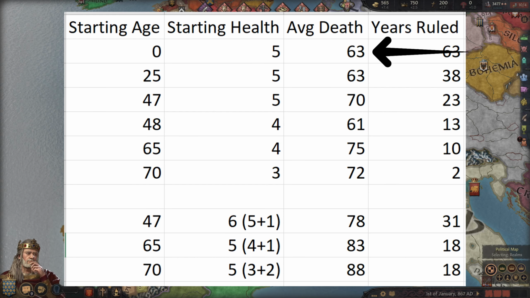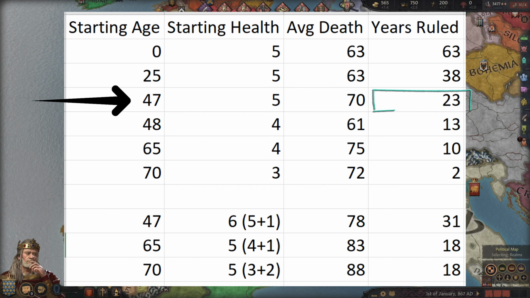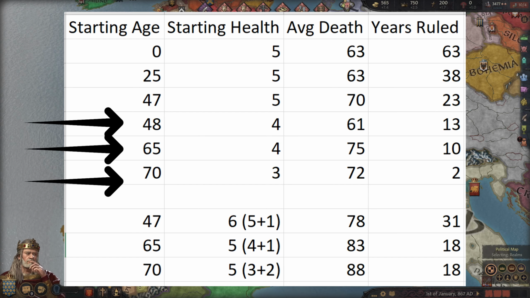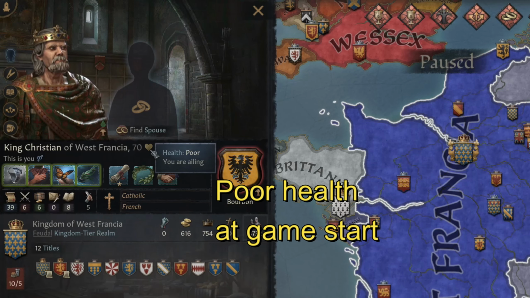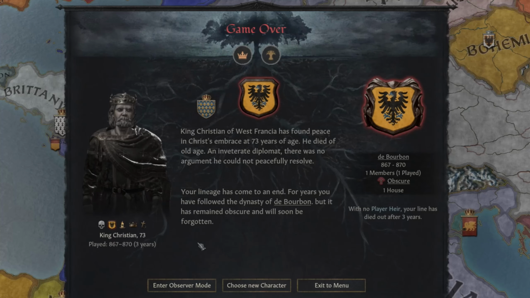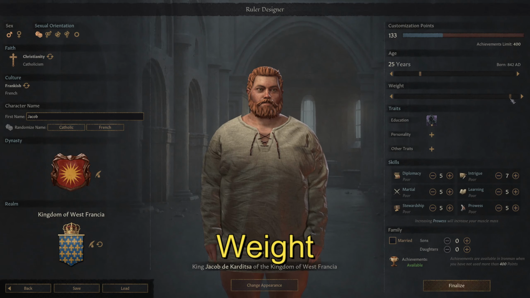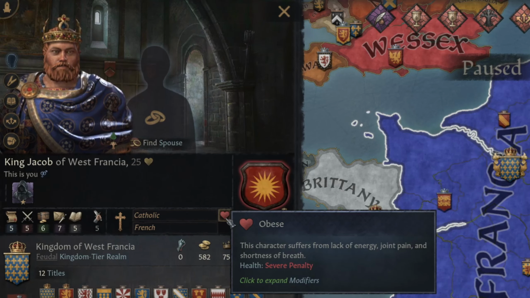On average, a baby will live to 63. A 47-year-old will live for about 23 more years, which is decent. At 48 and older, it's super important to get health boosts. A custom 70-year-old without any health buffs will on average die in 2 to 3 years. So for anyone over 48, you should get some health buffs, which I'll go over again later. Weight does matter, and being obese or underweight will give a health penalty, making you die faster, so stay somewhere in the middle.